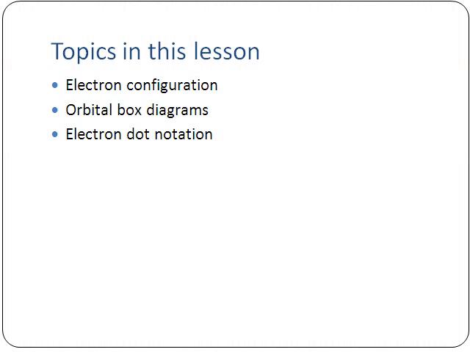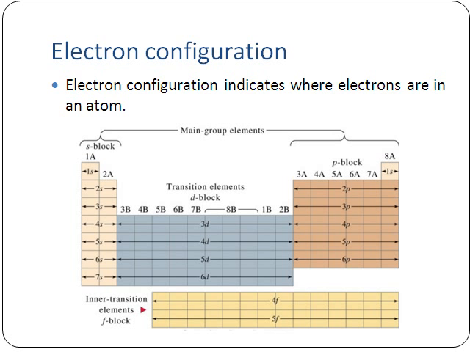And so in this we're going to talk about three things: electron configuration, orbital box diagrams, and electron dot notation. All of these are three ways of showing where the electrons are in atoms. And so the first one we're going to talk about is electron configuration. Electron configuration indicates where electrons are in an atom.